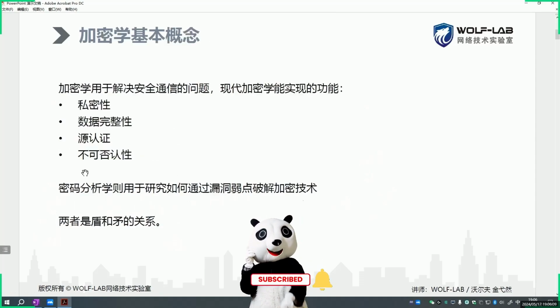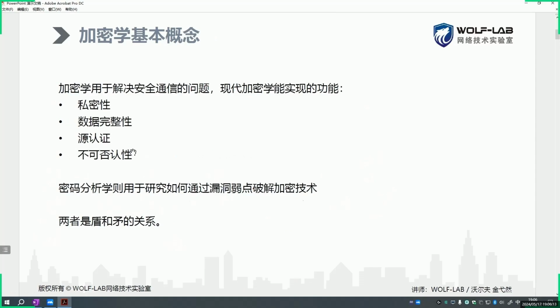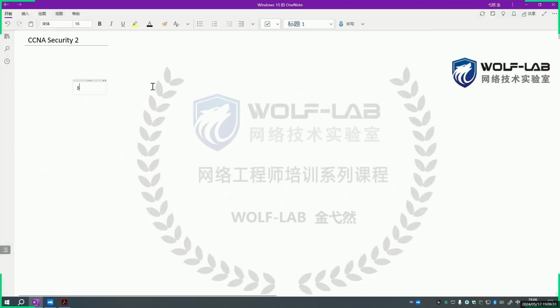Okay, so in cryptography, confidentiality, integrity, source authentication, and non-repudiation are our goals. But to achieve these goals, we definitely need some tools. In modern cryptography, they are usually called algorithms. When we talk about algorithms, we must mention another concept called classical cryptography. One is classical cryptography and the other is modern cryptography. What's the difference between the two? In classical cryptography, it does not really have what we call algorithms.